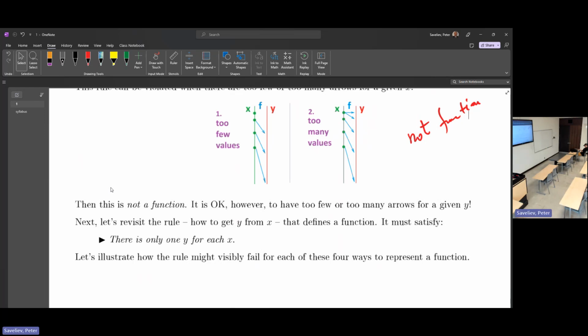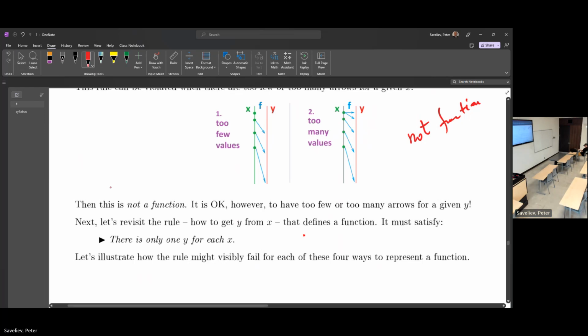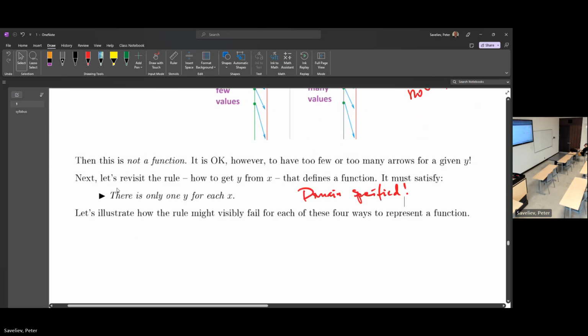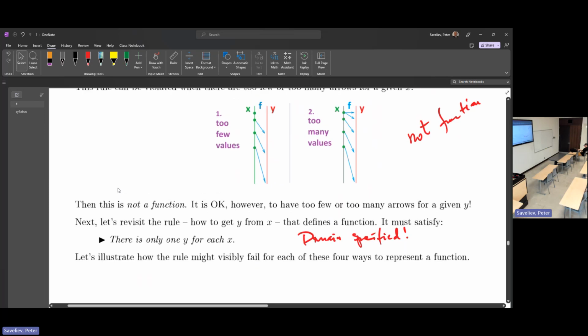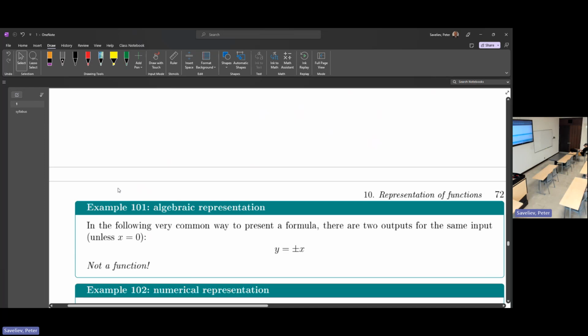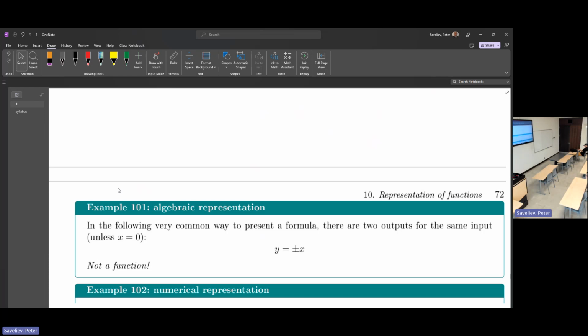So if the domain is specified, so that's the assumption. And so let's see what can be violated with these representations. So once again, if you have arrows, you have too few or too many arrows. So if we were to write formulas, that's to watch out for plus or minus. That's not a function because you right away have two outputs.